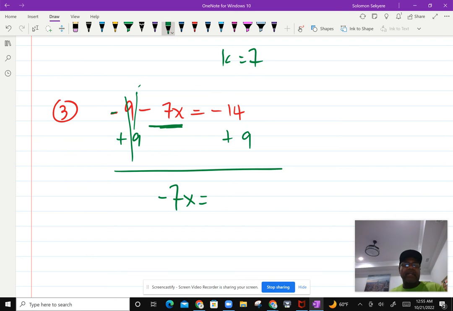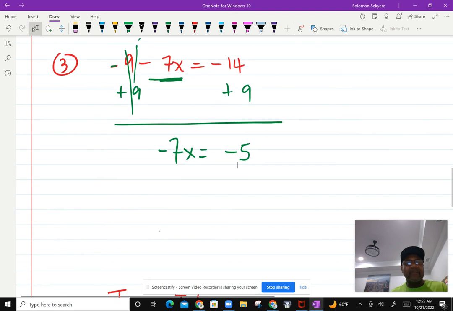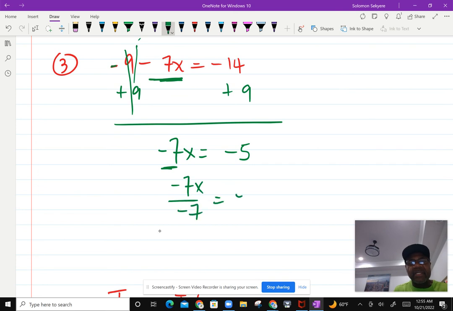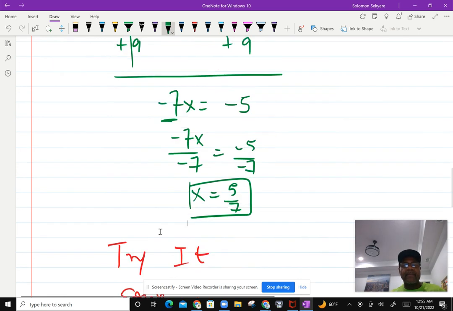And then here, what is negative 14 plus 9? Remember your integers? It is negative 5. What are you going to get over here? You divide both sides by the coefficient. So you get negative 7x over negative 7 is equal to negative 5 over negative 7. X equals positive 5 over 7. If you got that one, good job.